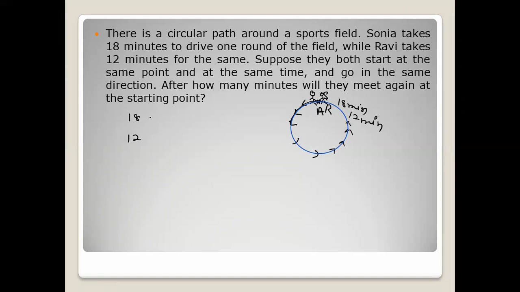So what are the prime factors of 18? 2 into 3 into 3, and 12 is 2 into 2 into 3. So for the LCM, we take the maximum powers: 2 squared and 3 squared, that is 4 into 9, that is 36 minutes. Whenever we have such a question, we are going to find the LCM of the numbers. So that's all about this topic.